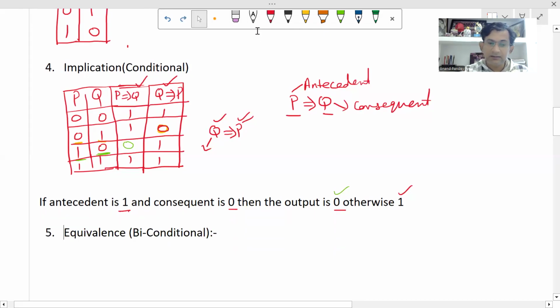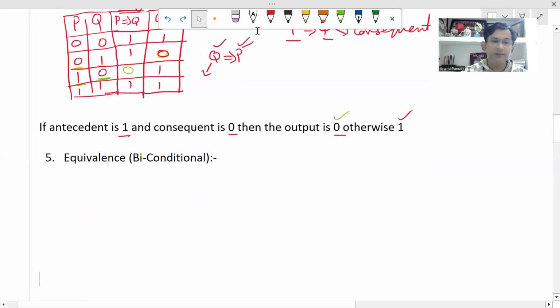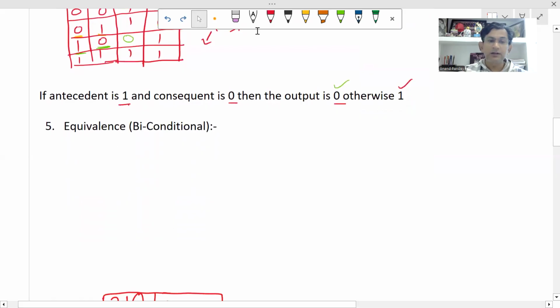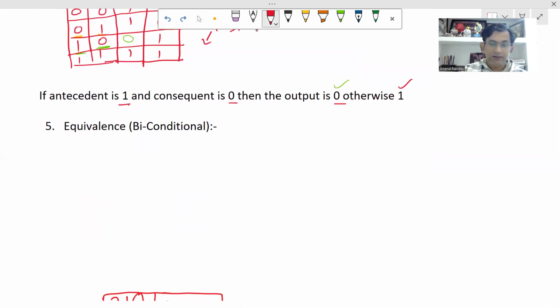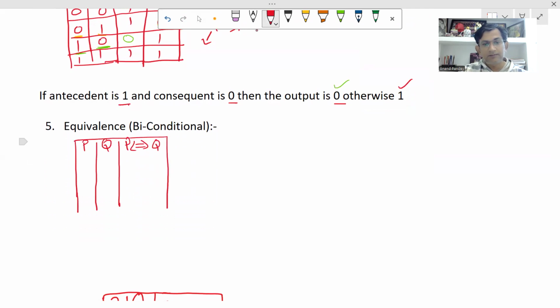The last truth table for equivalence I'm going to draw. Biconditional, it is also called biconditional. Okay. So here I'm going to draw for P and Q, P, Q, and the symbol for equivalence, this equivalent symbol is P equivalent Q. And easy way to draw, 0, 0, 1, 1. Okay.